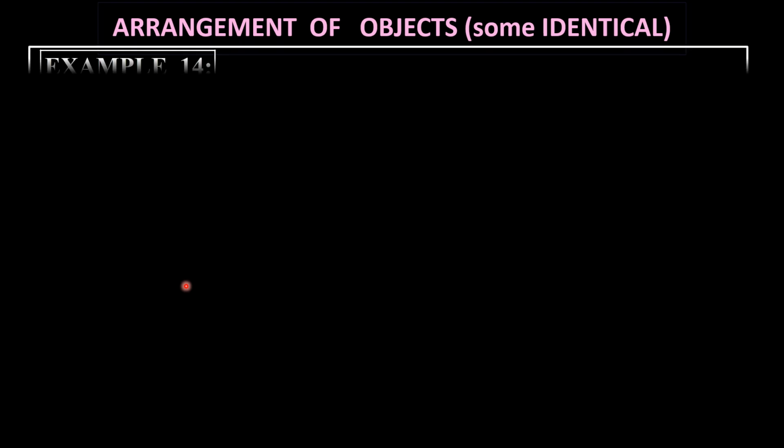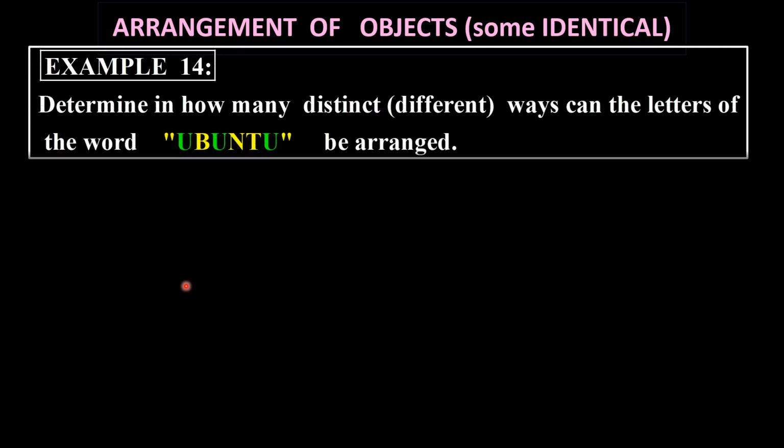Now it's your chance again to apply the rule. So let's do an example. Determine in how many different ways the letters of the word Ubuntu can be arranged. Just to help you, I did some coloring. You're going to do the counting, so you have to see how many different ways all those letters of Ubuntu can be arranged. So again, pause the video, and I think 1 minute should be sufficient. So let's pause.